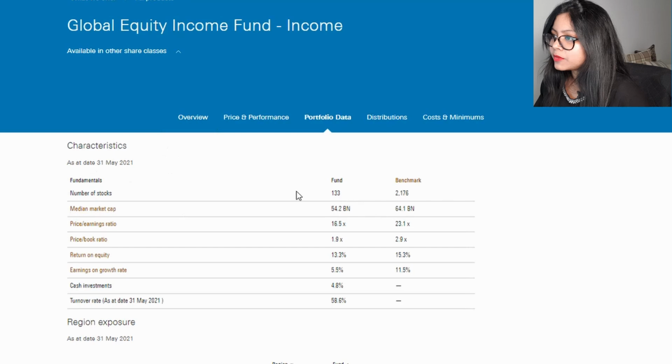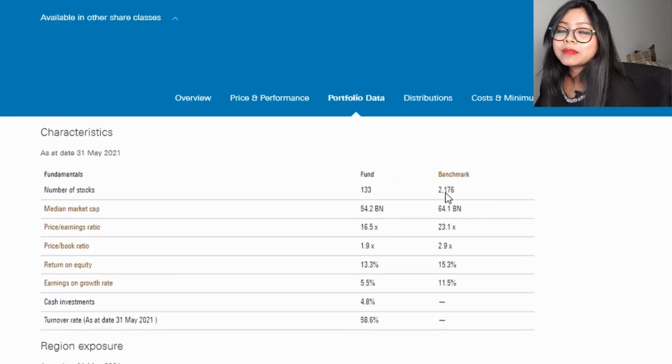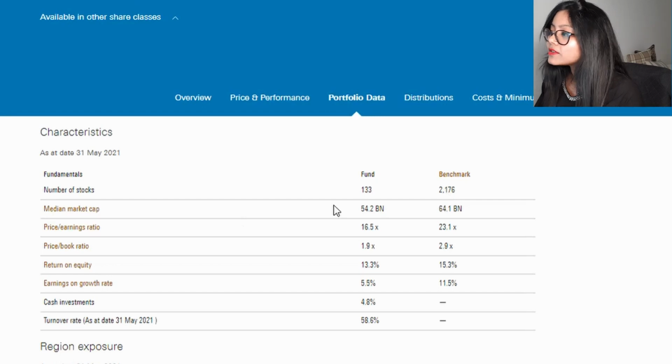We looked at the number of stocks held, so they only hold 133, but the benchmark has over 2,000 stocks. So this fund manager is trying to pick the best 133 stocks out of this benchmark, so that you can get a better income versus the benchmark. And they have a median market cap of 54.2 billion versus 64.1 billion. What this tells you is that the type of companies they hold are a little bit lower in terms of market cap, so they're not as large as the ones held in the benchmark, but that's not too significant.